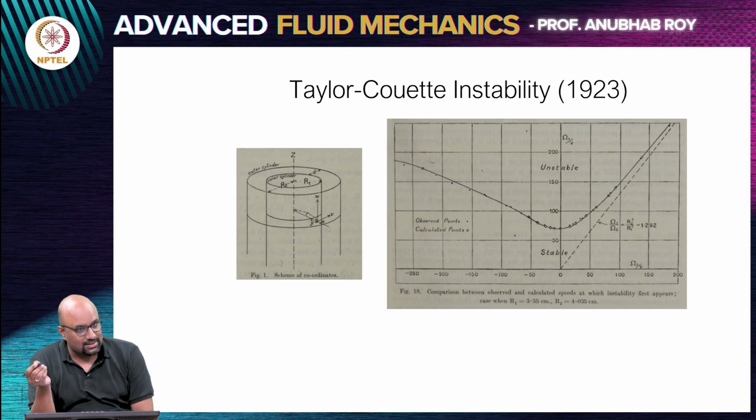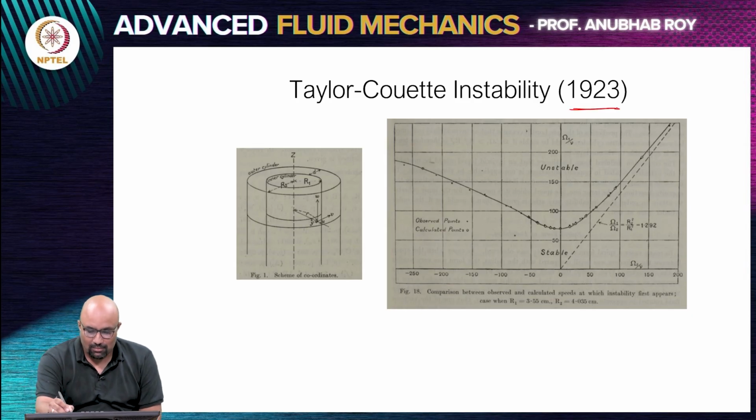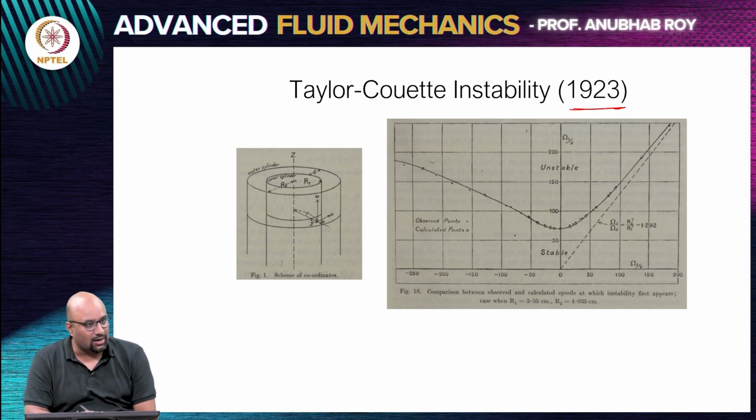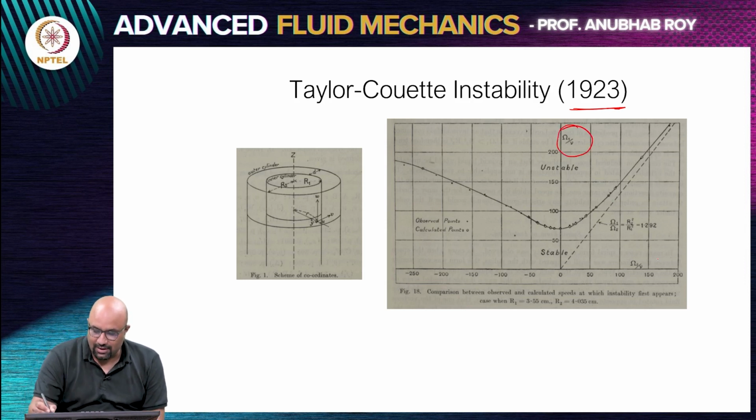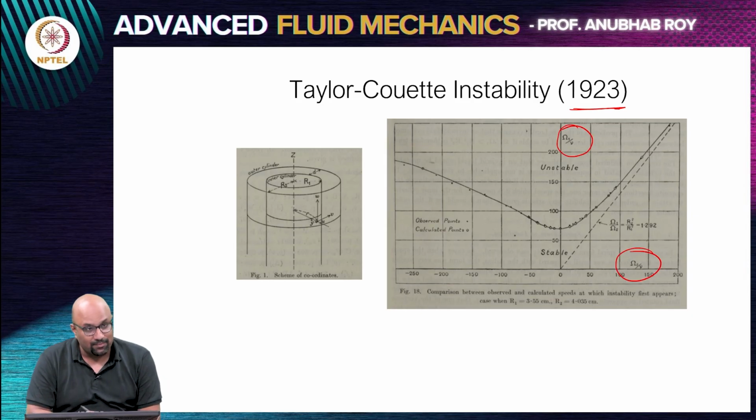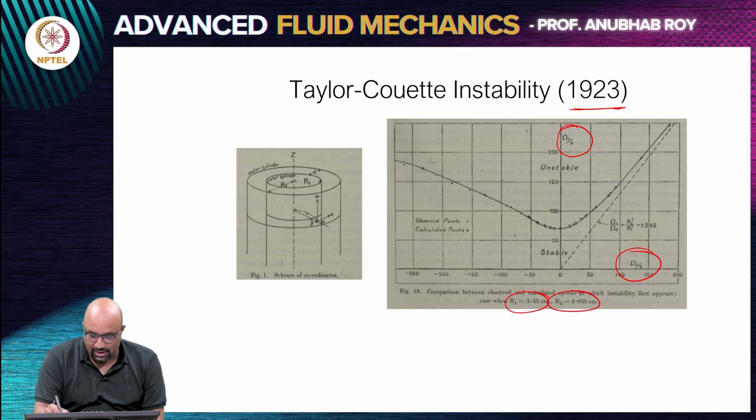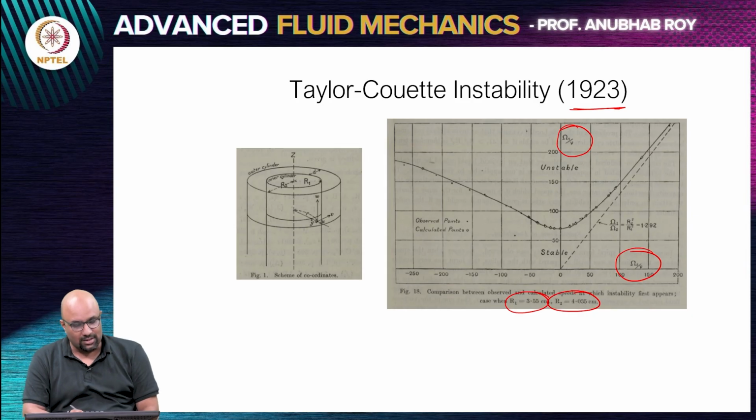Taylor did this experiment. Taylor also did the calculation of the instability. So, he actually found out, and you can make note of when this was all done, he actually computed the boundary of instability. There are two parameters here, the rotation rate of the inner cylinder and the outer cylinder, and you also have the values given in his experiment of R1 and R2, the inner cylinder radius and the outer cylinder radius. You can see the gap is very small, it's not a very large gap.